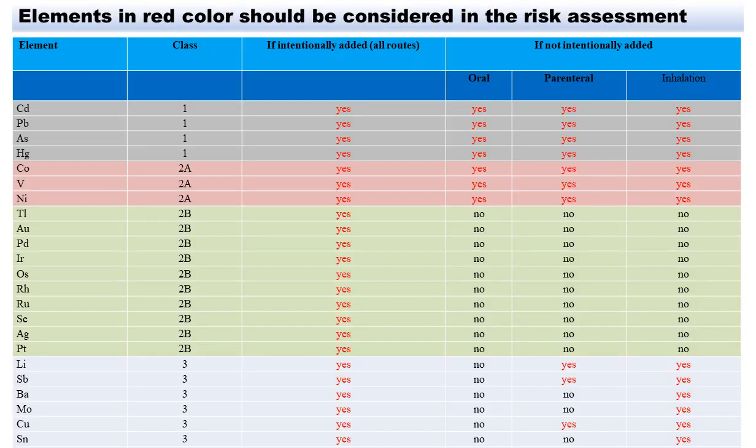Elements in red color should be considered in the risk assessment. For all the classes, if the elemental impurities are intentionally added during the manufacturing process of the API, a risk assessment is to be done. Even if the elemental impurities are not intentionally added, they require consideration in the risk assessment for oral, parenteral and inhalation routes for class 1 and 2A. For class 2B elements, risk assessment is not required. In class 3, the elements in red color require risk assessment for parenteral and inhalation routes.